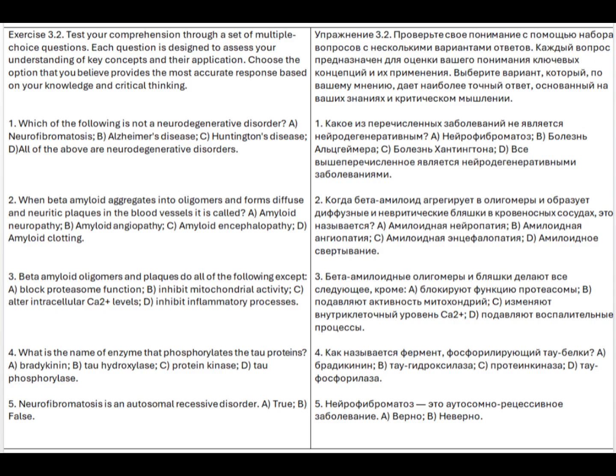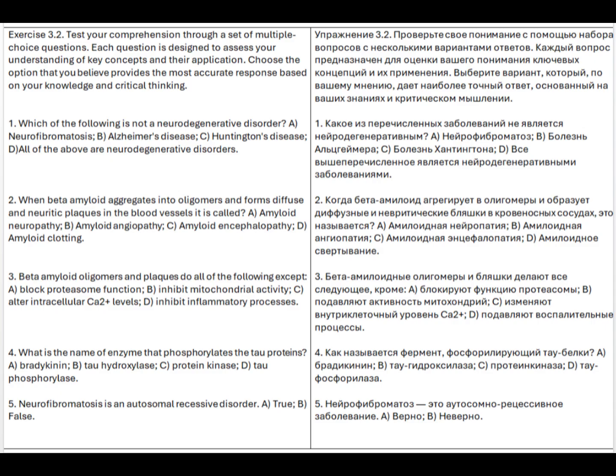1. Which of the following is not a neurodegenerative disorder? A. Neurofibromatosis. B. Alzheimer's disease. C. Huntington's disease. D. All of the above are neurodegenerative disorders. 2. When beta-amyloid aggregates into oligomers and forms diffuse and neuritic plaques in the blood vessels, it is called A. Amyloid neuropathy. B. Amyloid angiopathy. C. Amyloid encephalopathy. D. Amyloid clotting.